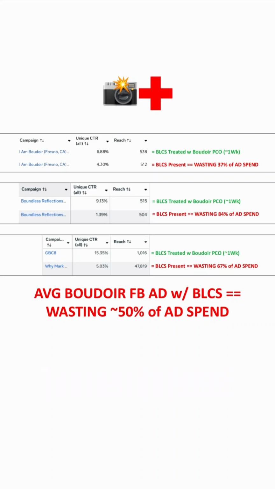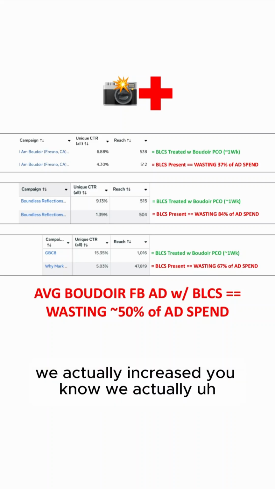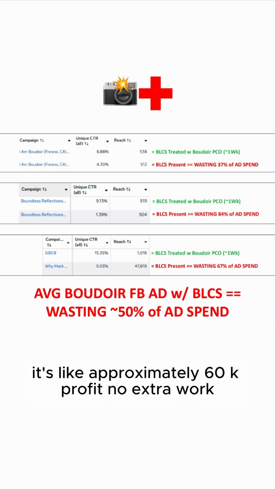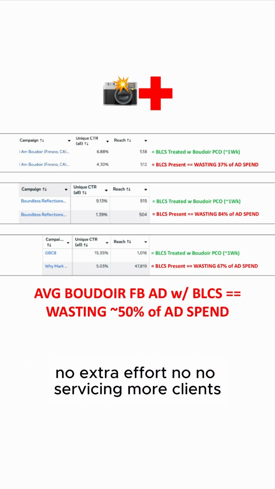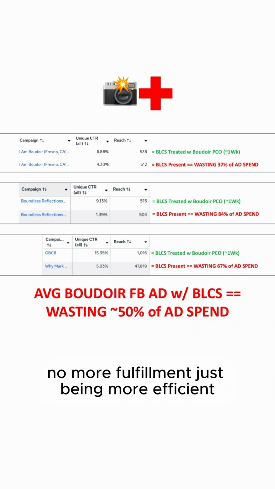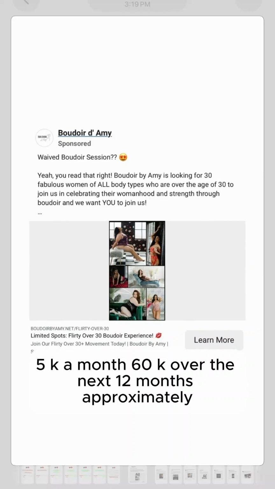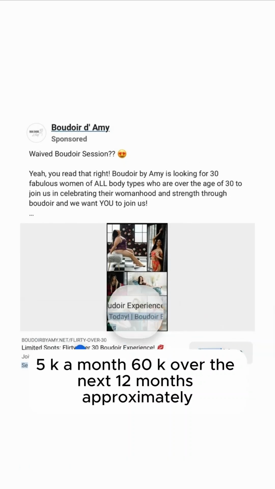At the end of the year, it's approximately a 60K profit. No extra work, no extra effort, no servicing more clients, no more fulfillment, just being more efficient. And put it back in the Boudoir photographer's pocket, 5K a month, 60K over the next 12 months approximately.